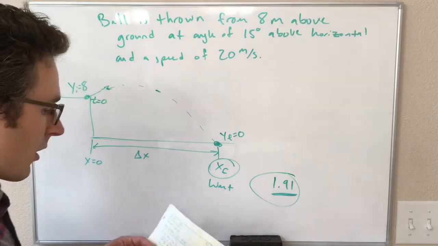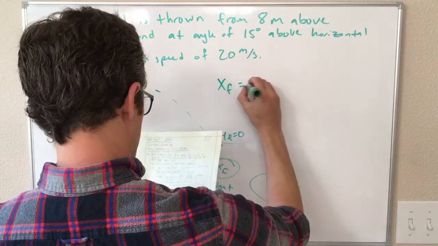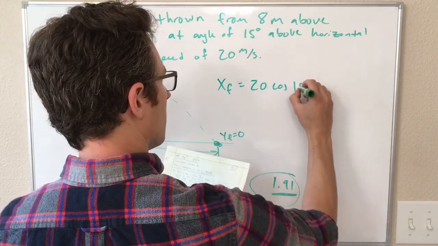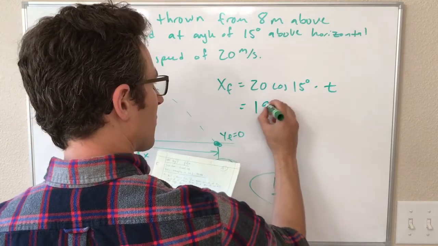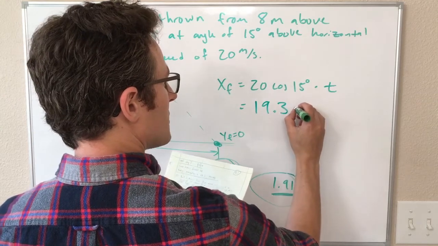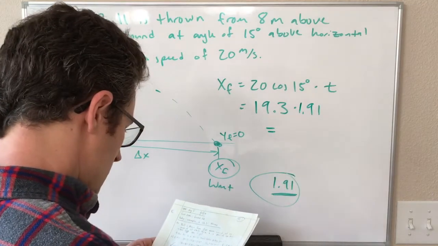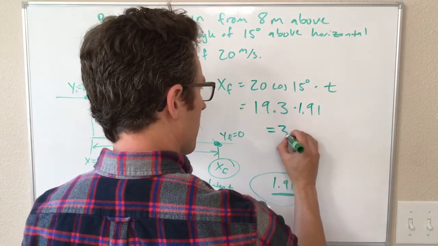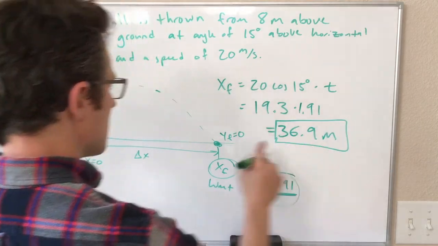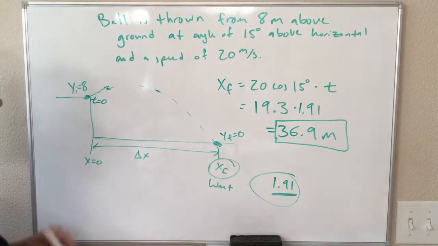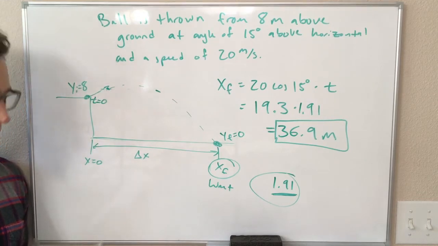And now we can use that with our x direction equation. So remember, in the x direction, we had x final equal to 20 times the cosine of 15 degrees times t. So this 20 cosine 15 is 19.3 meters per second times our time, 1.91 seconds. And that's going to give us 36.9 meters. So this is its x position when it gets to here. It has traveled a horizontal distance of 36.9 meters.